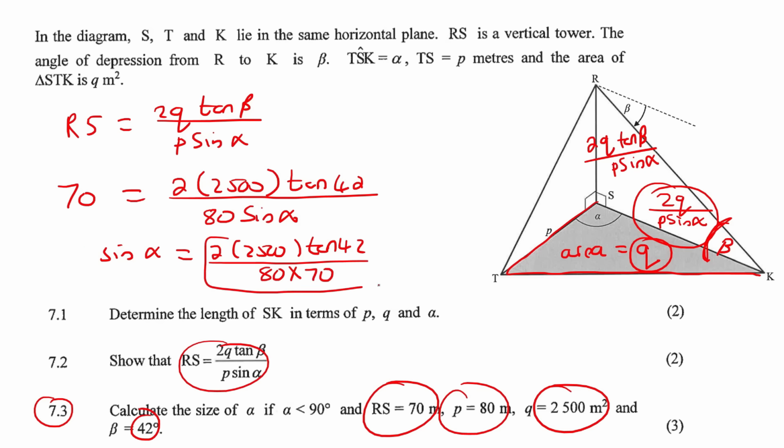There we go. You can type all of this on the calculator, or you can actually just go shift sin of all of that. So shift sin of 2 times 2,500 times tan 42 over 80 times 70. And that'll give us 53.51. You don't need to worry about the ambiguous case or anything like that because they said that alpha is less than 90.